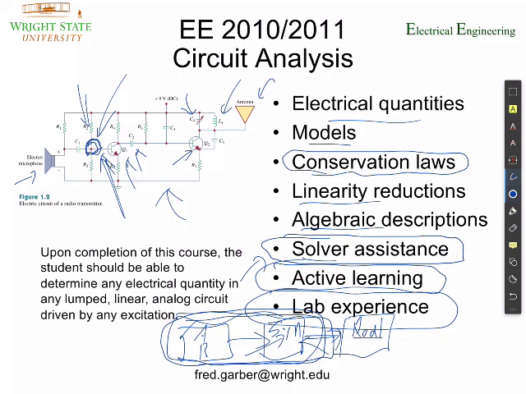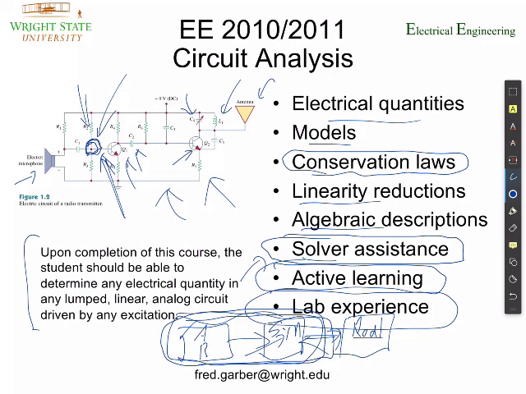What can you do when you leave this course? Well, here's my statement. Upon completion of this course, you should be able to determine any electrical quantity in any lumped linear analog circuit driven by any excitation. So this is a fairly simple circuit, although right now it may seem a little complicated. I can tell you it's not.